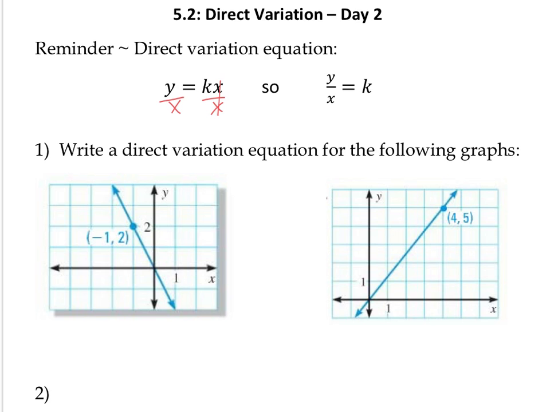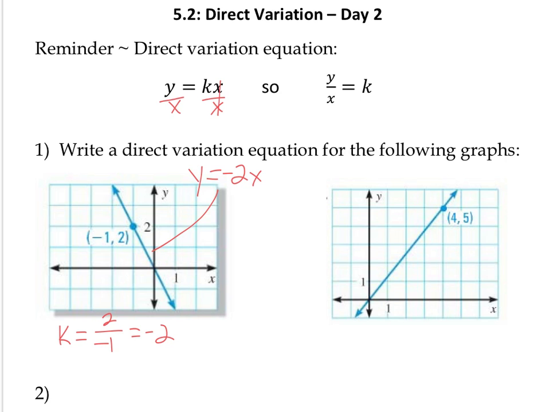So if we look at this first example and we want to write a direct variation equation, we need to know what k is equal to in each of these situations. So for this first one, we'll have k equals y, which is 2, over x is negative 1. That's negative 2. So our equation here would be y equals negative 2x. That would be the equation that goes with that line.